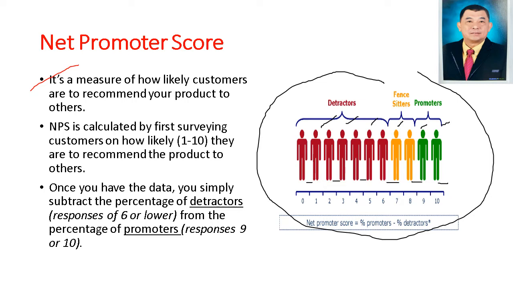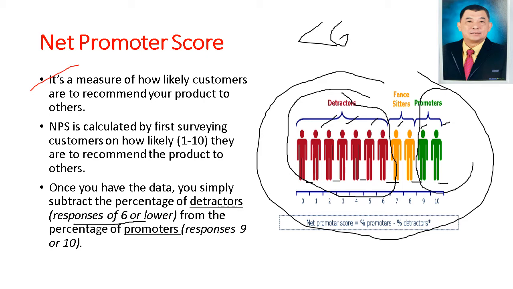All right. So, once you have the data, the Net Promoter Score can easily be computed. You count the percentage of detractors, which are responses of 6 and below. So, let us say, for example, these are the detractors, meaning to say, they scored 6 and below. Now, the promoters are on this side, and the promoters' responses are 9 to 10.